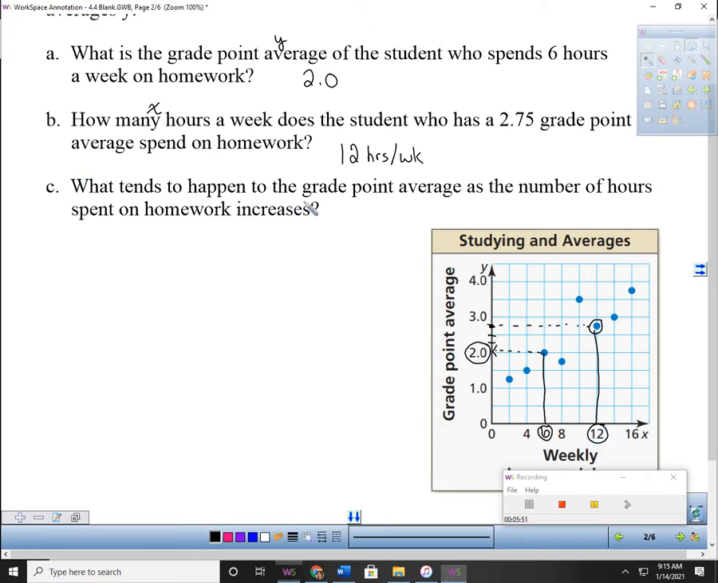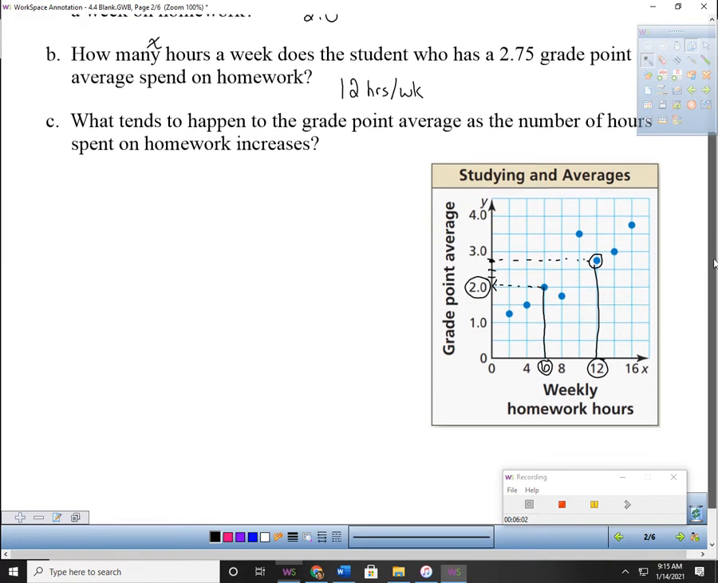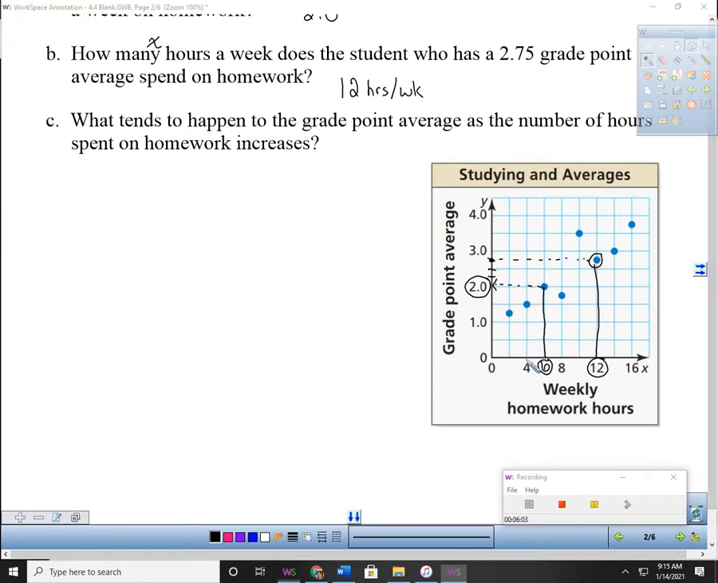What tends to happen to the grade point average, so what's going on with our Y values, as the number of hours spent on homework increases? So as I spend more time doing homework, what happens to my grade point average? It is increasing, right? So we'll say it increases, which also makes sense. The more time you spend studying, generally speaking, the better your grade point average is. Is that always true? No. But on average.